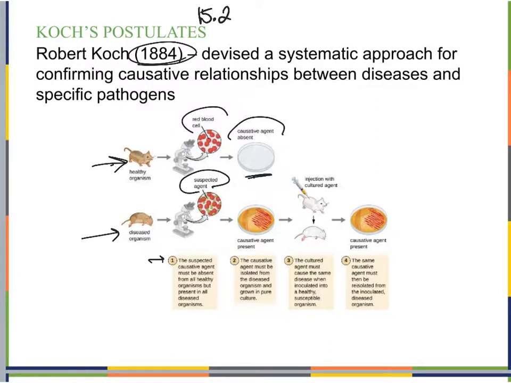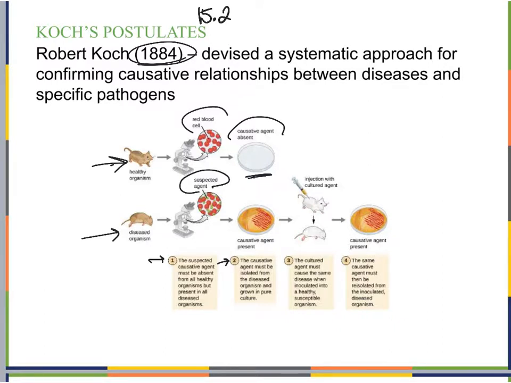So his postulates, just like in geometry, say, okay, step one, if we have something that we're looking at, some sort of causative agent, we have to see that it's in each of the people that are diseased, but it is not in somebody that's not diseased. Then the second part is that our causative agent must be isolated from the diseased organism and then be able to grow in a pure culture. So what he said was, okay, all of the organisms that are diseased are going to have this causative agent in them. Those that don't have the disease won't.